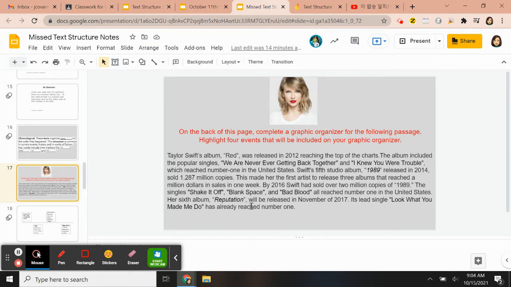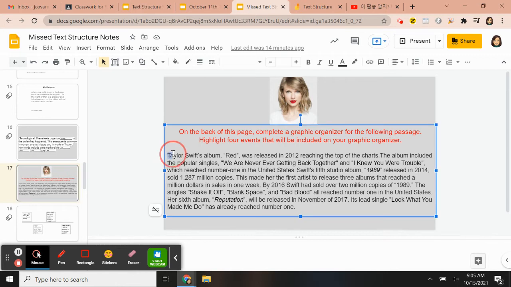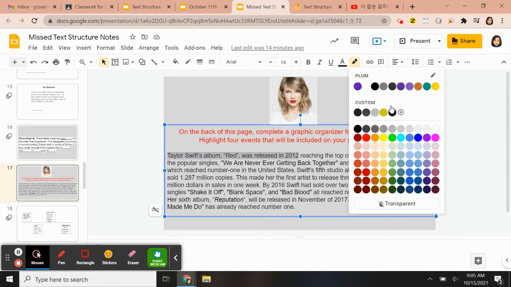So where's our first date? Where's the first place you guys see a date? A year? Anything? Jackson. 2012. Okay, 2012. What happened in 2012, Jackson? Her album Red was released. Perfect. And we are focusing on summarizing. Okay, so we're just going to pick the important part of 2012, what happened. So we're going to select that. Taylor Swift's album Red was released in 2012. And then just click your highlighter button, pick a color. I don't care. I'm going to pick yellow.